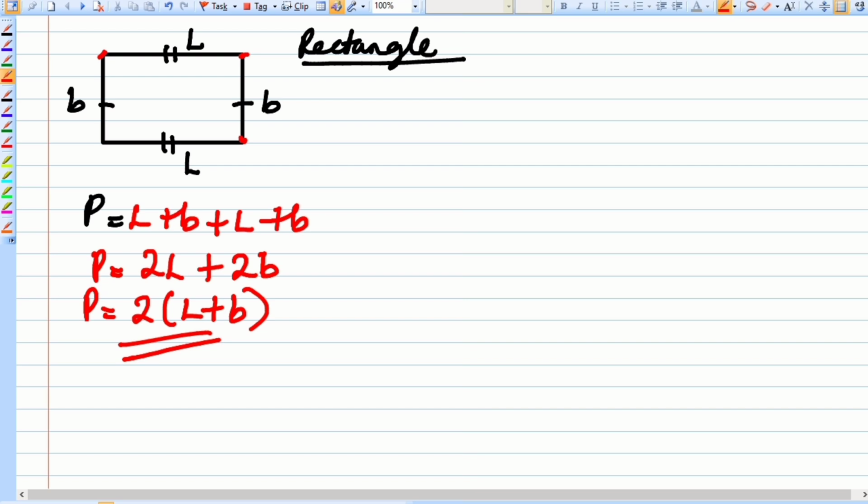Alright, the next shape we're going to look at is the perimeter of a square. So what do we know about a square? A square is a rectangle in which all the sides are equal, right? So since all the sides are equal, if we call this side L, all the other sides are also going to be side L, provided that they are all equal.